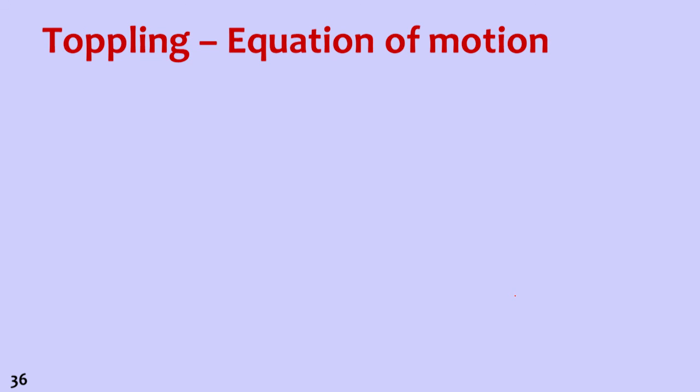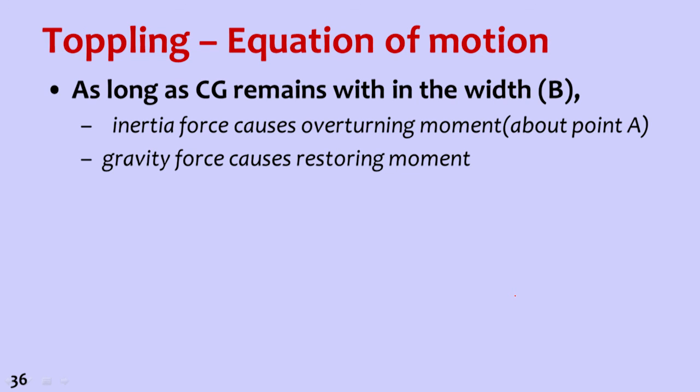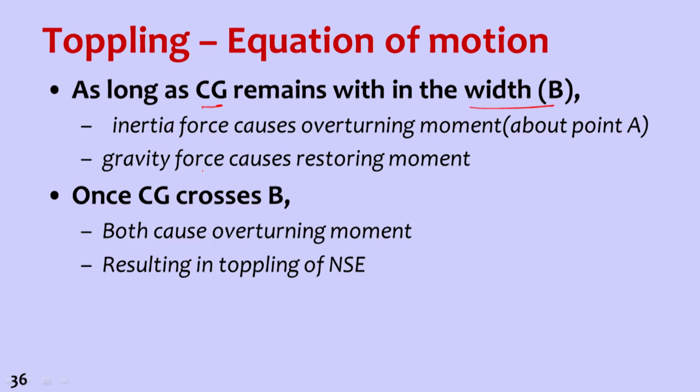Omega is the forcing frequency. As long as the CG, center of gravity, remains within the width, inertia force causes overturning moment about point A. This is the point around which overturning is taking place. Gravity force causes restoring moment. This we all know. Once the CG crosses B, both cause overturning moment, resulting in toppling of the non-structural element.